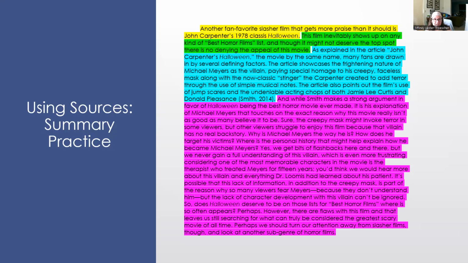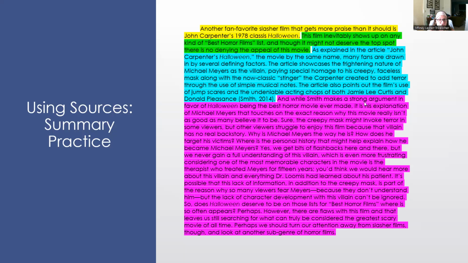In that essay, the author states that Halloween is a great movie because of the villain, right? Especially his mask, the use of the stinger, the musical note, the use of jump scares, and the great acting. And look at everything here in pink. Follows up on the summary, explains it, connects it.